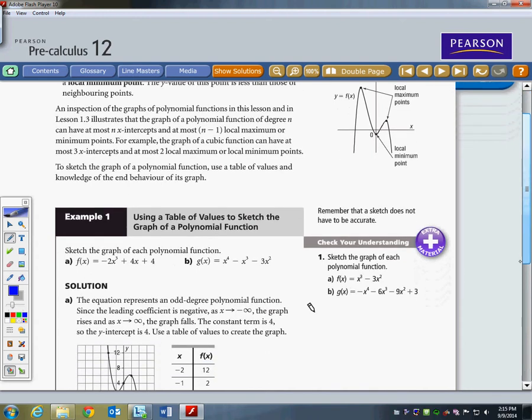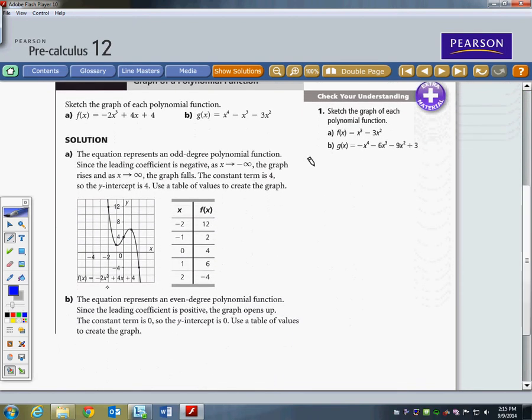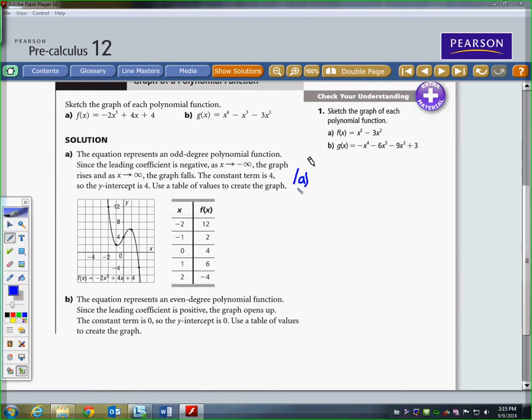So for the check your understanding, tell you what, I will do 1A for you, and I'd like you to do 1B. So looking at 1A, it's cubic, it's of degree 3, and the leading coefficient is positive. So the general shape of this is going to be probably something like this. Oh wait, no, cubic and positive, let me erase that. That would be an even because it's going up to the left. Kind of more like this. Okay, some form of this shape. That's what cubic and positive look like.